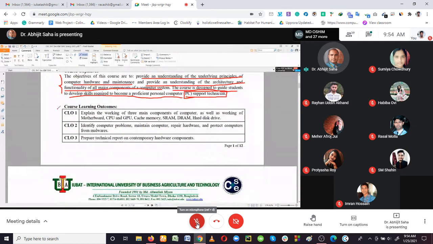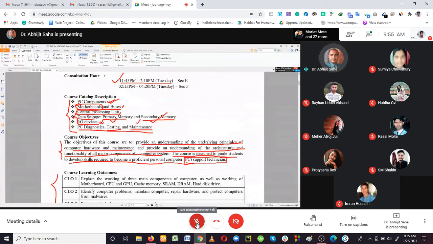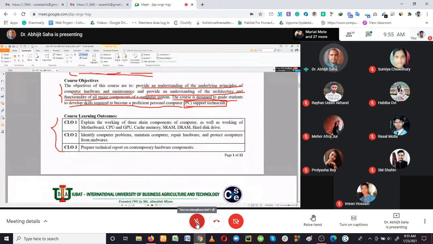Here we have our three course learning outcomes. If you are doing this course, then these are our three targets. We are going to explain the working of the three main components of the computer. You can see here the three main components. Then we are going to cover the working of the motherboard, which I said is very important. The CPU we are going to discuss, and with that discussion, the GPU will also come, that is the graphics processing unit.